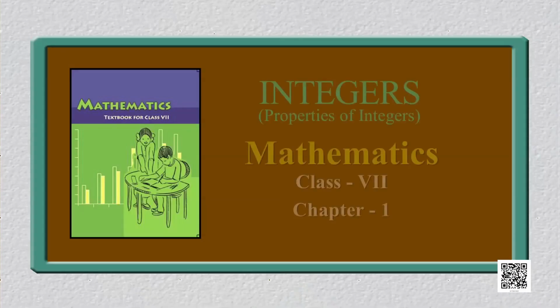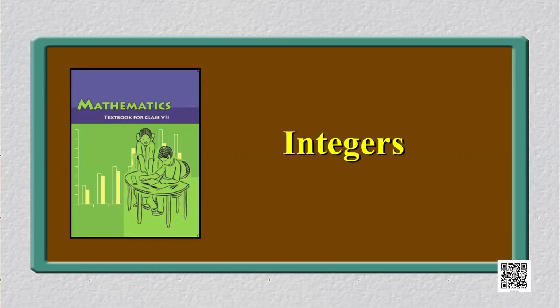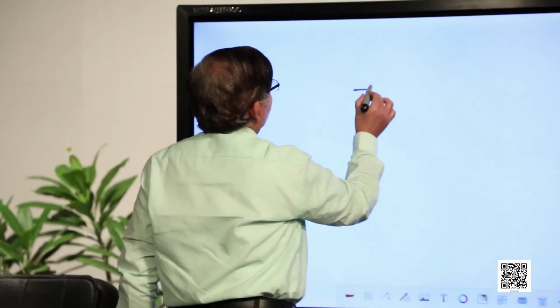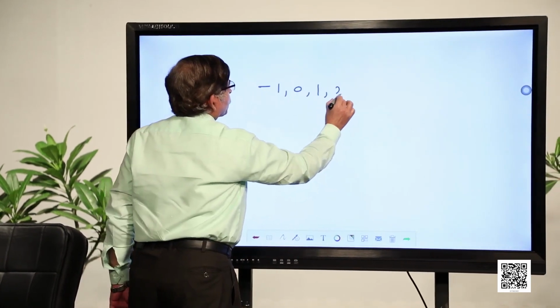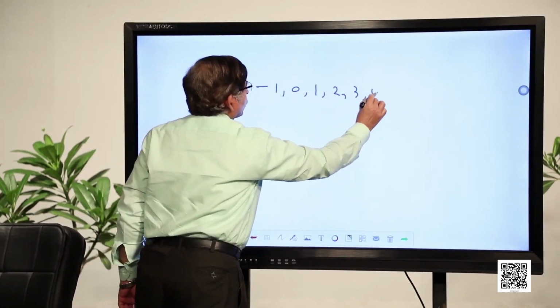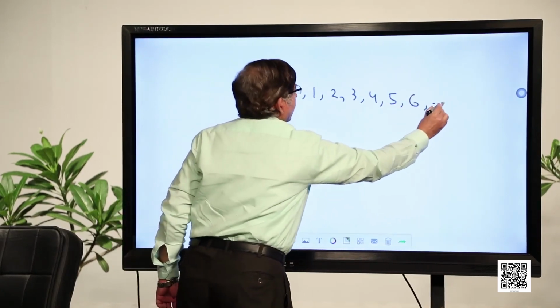Dear students, today we are going to discuss properties of integers. This is a topic from class 7 mathematics. By now we have learned about the integers. Integers means the numbers which we can denote as -1, 0, 1, 2, 3, 4, 5, 6, etc.